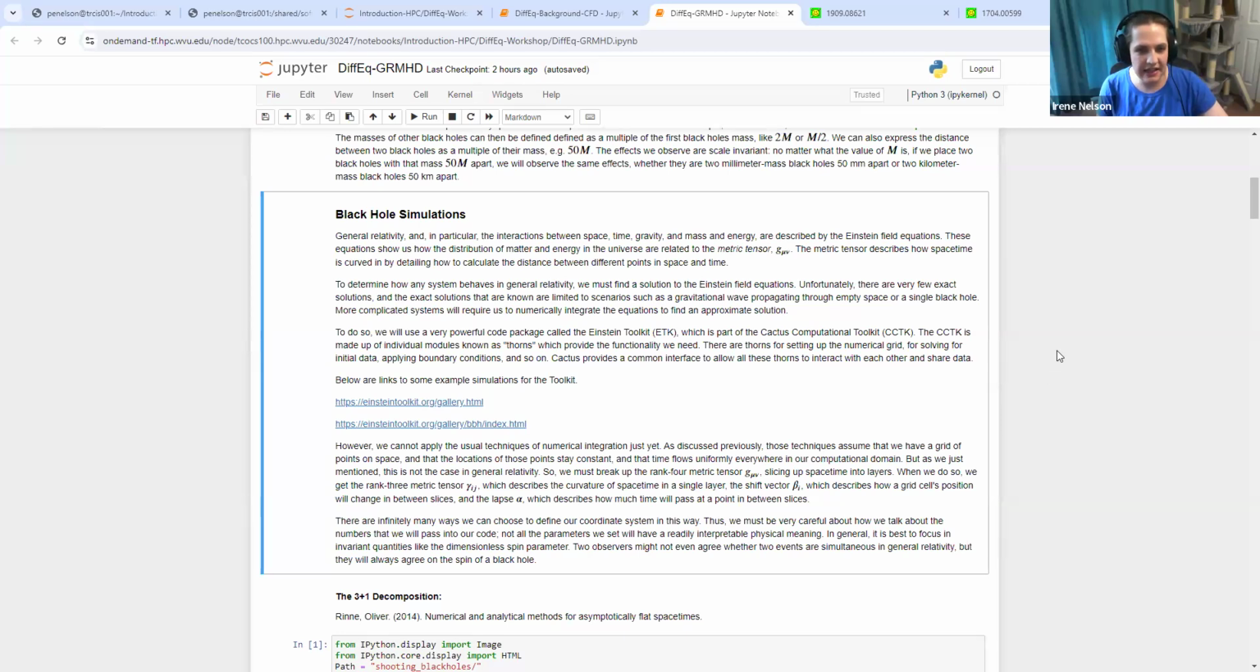So Cactus itself is made up of individual modules known as thorns, which will provide all the various functionalities that we need. So we have thorns for things like setting up the numerical grid, setting up the initial data, applying boundary conditions, and so on and so forth. And Cactus also provides for us a common interface that will allow these thorns to interact with each other and share data.